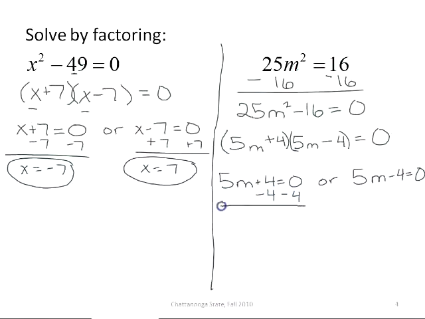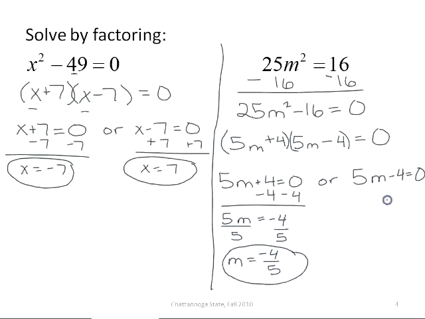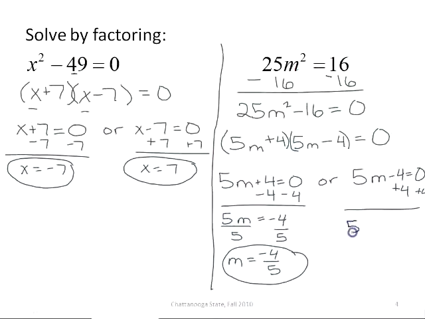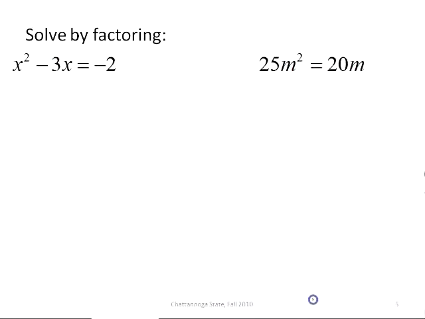I solve 5m plus 4 equals 0 by subtracting 4 from both sides. That'll give me 5m equals negative 4. Then I divide by 5 to get m equals negative 4/5. The other equation, to solve it, I have to add 4 to both sides. That gives me 5m equals 4. Then I divide by 5 to get m equals 4/5. So there's my two solutions for this equation.